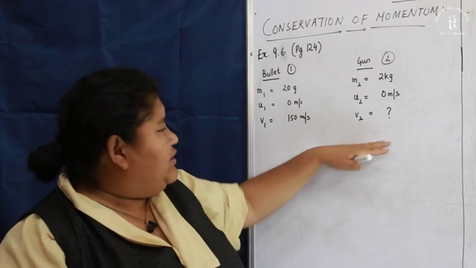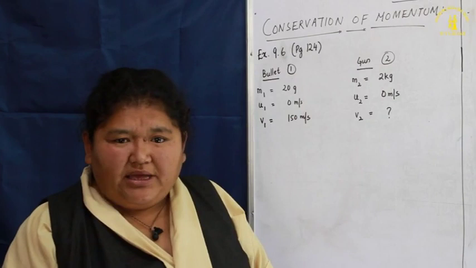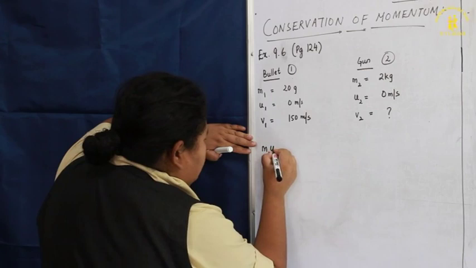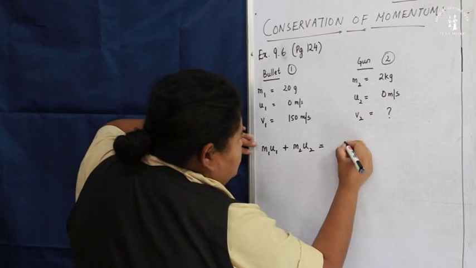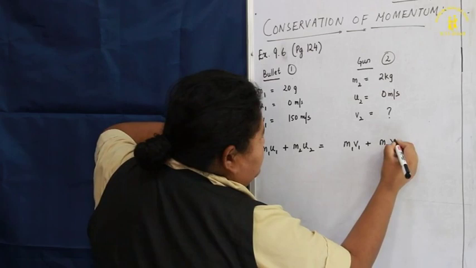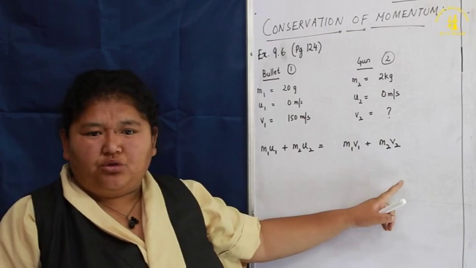So according to law of conservation of momentum, M1 U1 plus M2 U2 is equal to M1 V1 plus M2 V2. This is the equation. So let us look at the values and let us look at the equation.